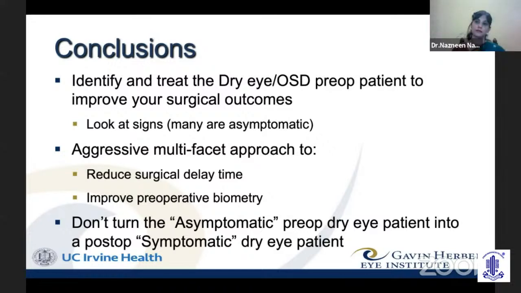And certainly the last thing we want to do is take a patient who was an asymptomatic dry eye patient, who did not know they have dry eye disease, and now give them dry eye disease with cataract surgery. The patient often, again, blames the surgeon for that. So we really want to avoid doing that. And so that's my review on how to address these patients in the preoperative setting.